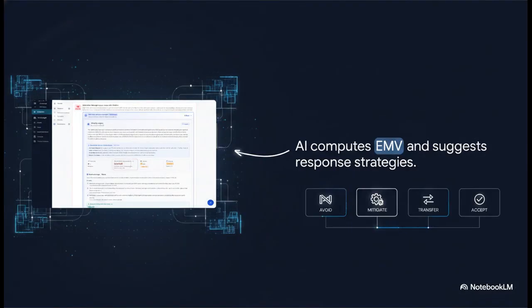When you click into a specific risk, you get these deep AI insights. It computes the expected monetary value and even suggests response strategies for you. But you've got to go in, edit, assign owners, define the symptoms, and lock down your strategy. Are you going to avoid, mitigate, transfer, or accept it? Just make sure whatever mitigation costs you plan align perfectly with that budget contingency reserve we talked about earlier.